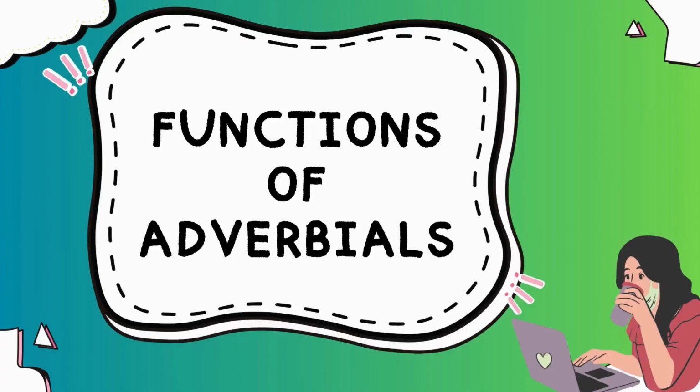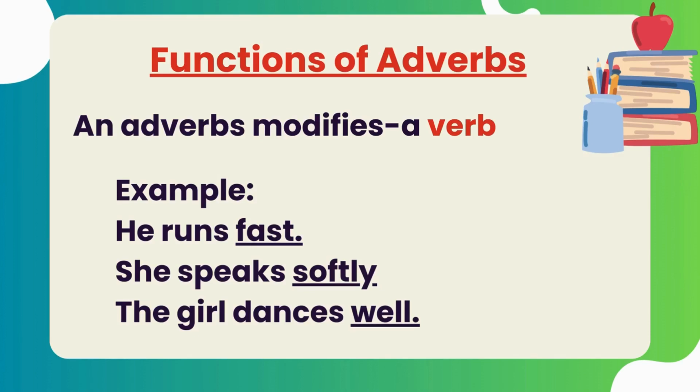In this video, we will learn about functions of adverbials. Functions of adverbials has many forms. First, an adverb modifies a verb. Example, he runs fast. The word fast is an adverb that modifies the verb runs.